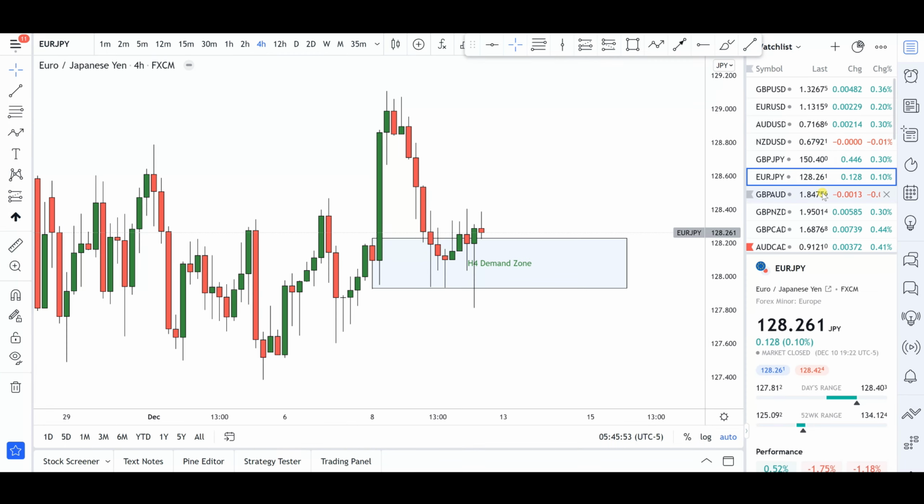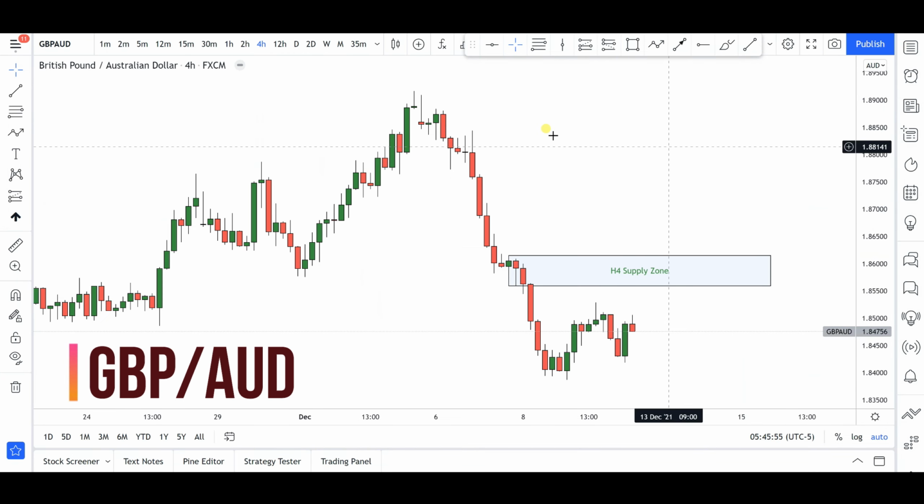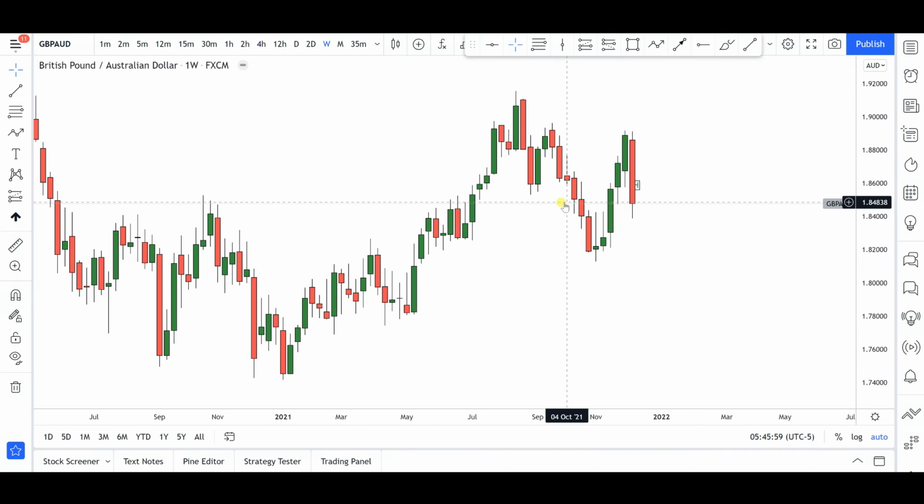Now, next up, British pounds Australian dollar. Now, for British pounds Australian dollar, I'm not going to waste your time. Not much in this one, in my opinion. Yes, price is pretty much not going anywhere in the weekly time frame.